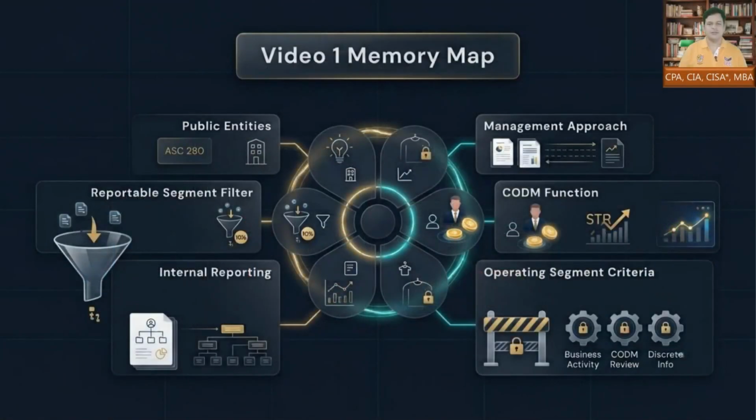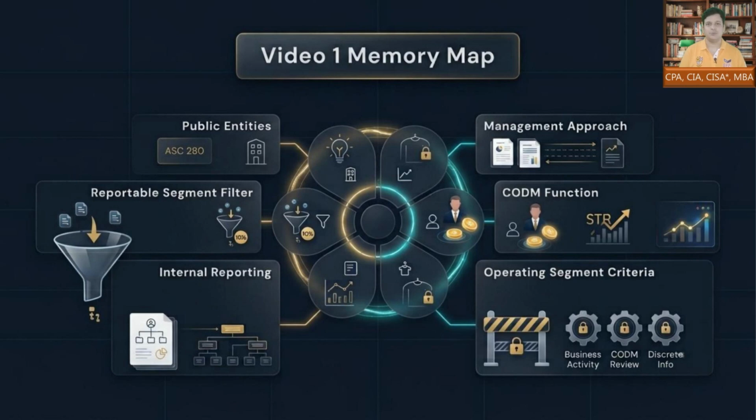Before we close, remember the 6 anchors from video 1. ASC 280 applies mainly to public entities. It uses the management approach. The CODM is defined by resource allocation and performance assessment functions. Operating segments require business activity, CODM review, and discrete financial information. Internal reporting drives segment boundaries. Then, reportable segment tests determine which operating segments must be separately disclosed.